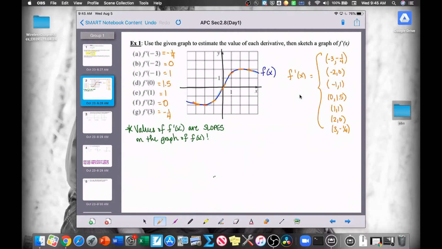All right, so now if I want to sketch a graph of my derivative, a graph of f prime of x, I just need to plot those ordered pairs, and that is going to give me the function on my coordinate plane that's the derivative of f of x. So -3, switch colors here back to green, (-3, -1/4), right there, (-2, 0), (-1, 1), (0, 1.5), (1, 1), (2, 0), and (3, -0.25). So my derivative ends up looking like a bell curve, basically. Okay, so that is how you find values of f prime of x using a graph of f of x.